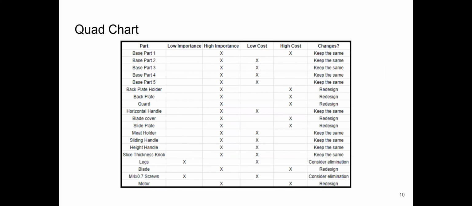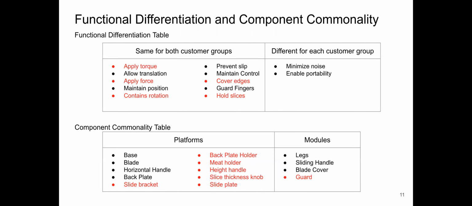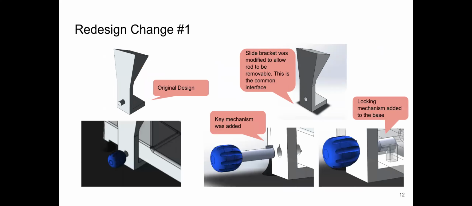Next slide. Looking at our quad chart, all of this will be mentioned later, but this is what we mainly looked at when looking at redesigns. Next slide. Looking at the functional differentiation and component commonality tables, we have updated these tables to include every function and component used in our product. Next slide.